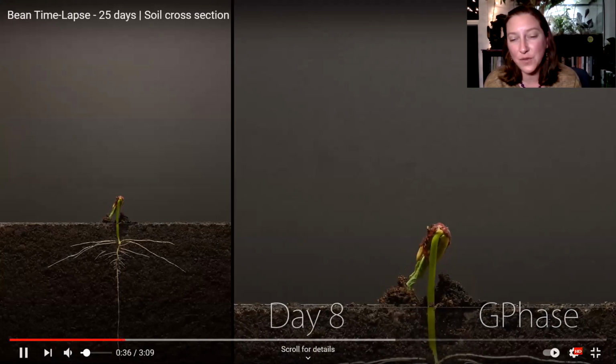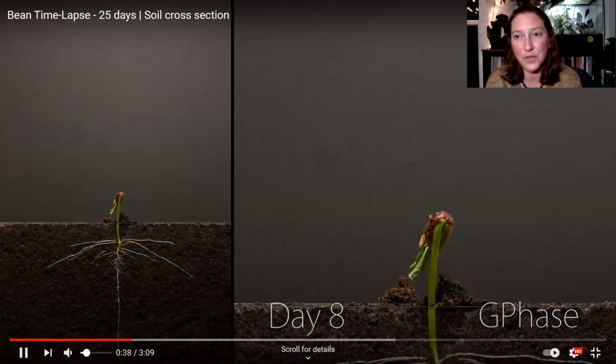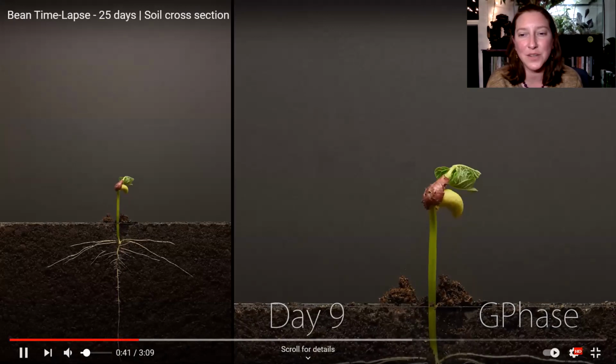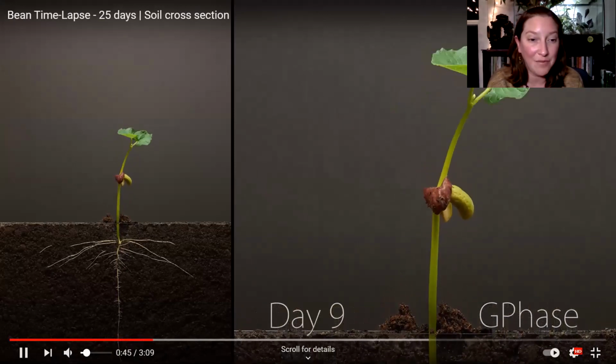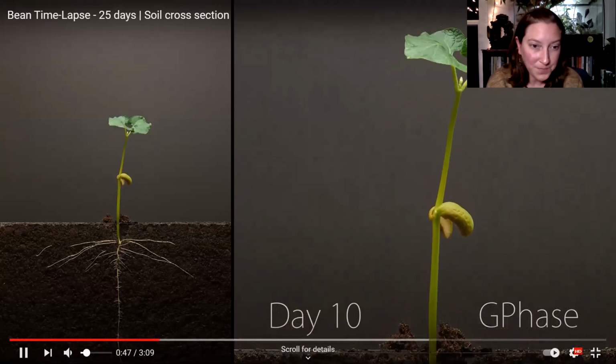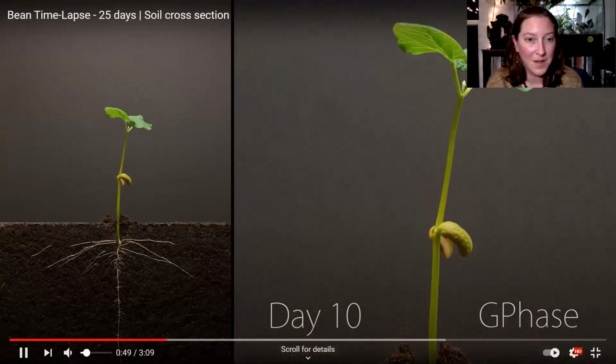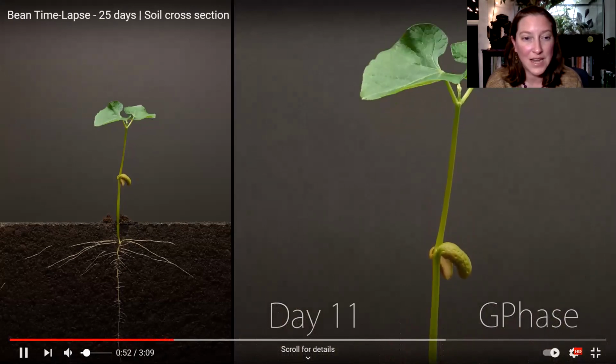So on the right, if you watch, you'll see stuff with the shoot system. And you guys can watch these anytime you want. You have the link. But look at the left. Look at the roots growing on the left. Right? So crazy.